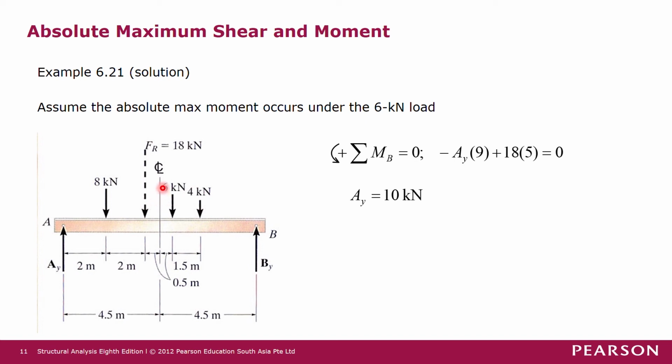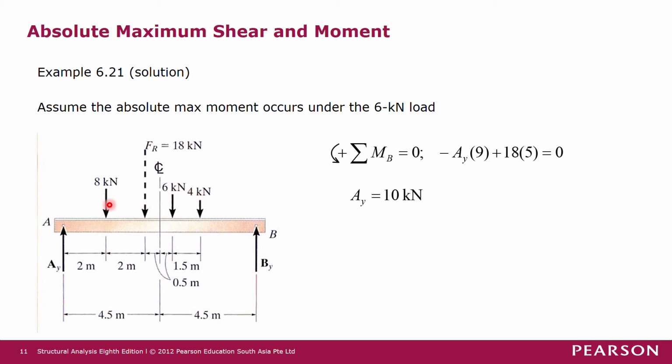So the distance from the resultant force to the 6 kilonewton force is 1 meter, meaning that each distance to the center line must be 0.5 meter. The beam total length is 9 meters, so to the center line is 4.5 meters. The resultant force to the 8 kilonewton force is 2 meters, so this is 2 meters, and then this is 1.5 meters, and this is 0.5 meters.